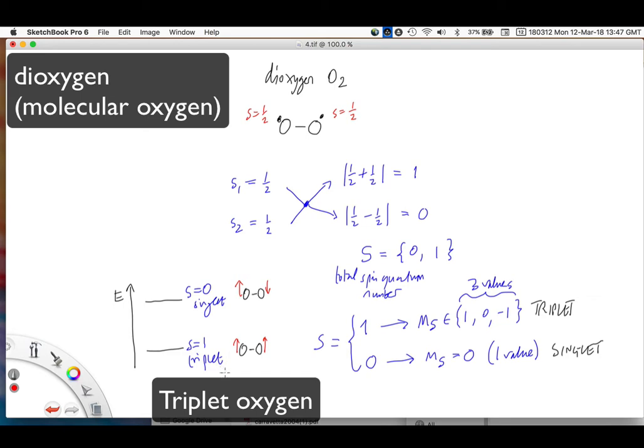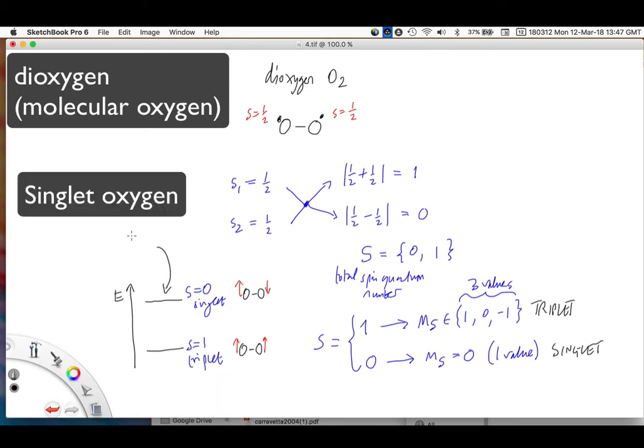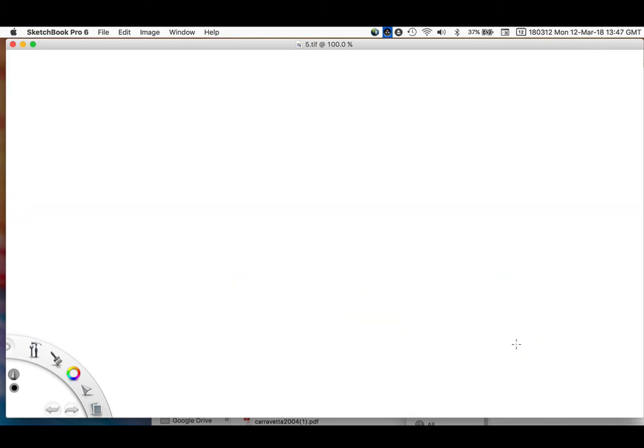And it turns out that the ground state of molecular oxygen is actually the triplet, with S is 1. But there is an excited state of molecular oxygen which is called singlet oxygen, which in fact is much more reactive than ordinary triplet oxygen. So that's another example of how spins can combine to generate new states with different values of the angular momentum quantum number. And in fact that process is followed through all the way through nature.